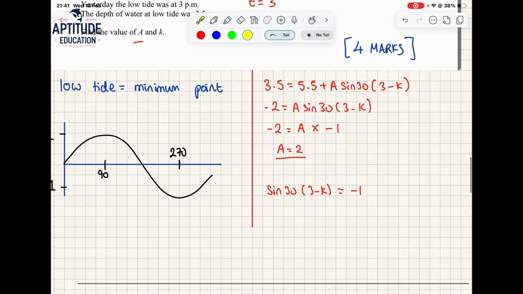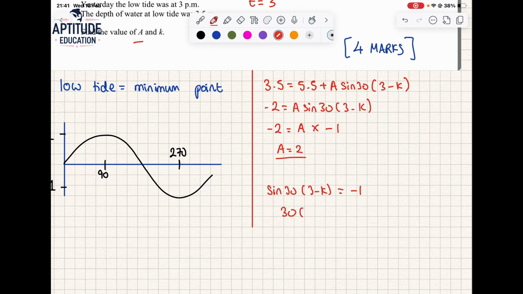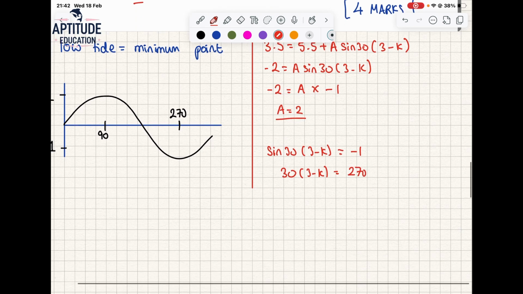So if sine of 30 times (3 minus k) is equal to minus 1, then we just do some algebra on it. We can do the inverse of sine of minus 1, which you know is 270 degrees. So we'll do 30 times (3 minus k) is equal to 270, because we just did the inverse of sine. Now we can just do some rearranging. So 3 minus k is equal to 270 divided by 30, which is going to be 9. Then k is ultimately minus 6.